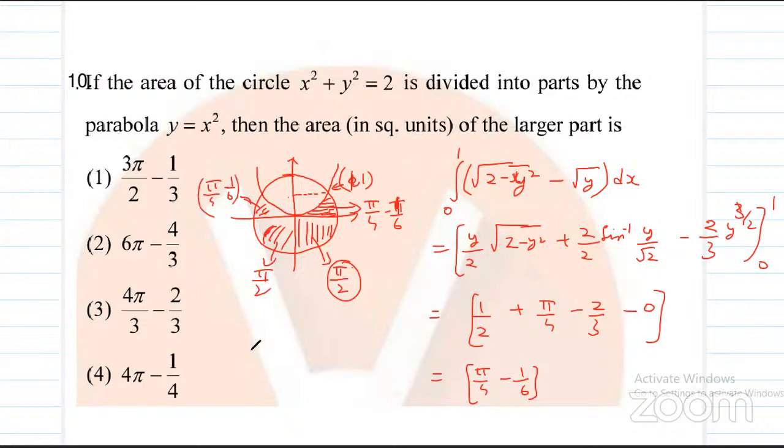So the total area becomes 5. So 5 by 2 plus 5 by 2 is 5, and 5 by 4 plus 5 by 4 becomes 5 by 2, and this becomes minus 2 by 6. We get 1 by 2. So hence our answer is 5 by 2 minus 1 by 3. Understood? So which is option B. Okay, so be careful in that.